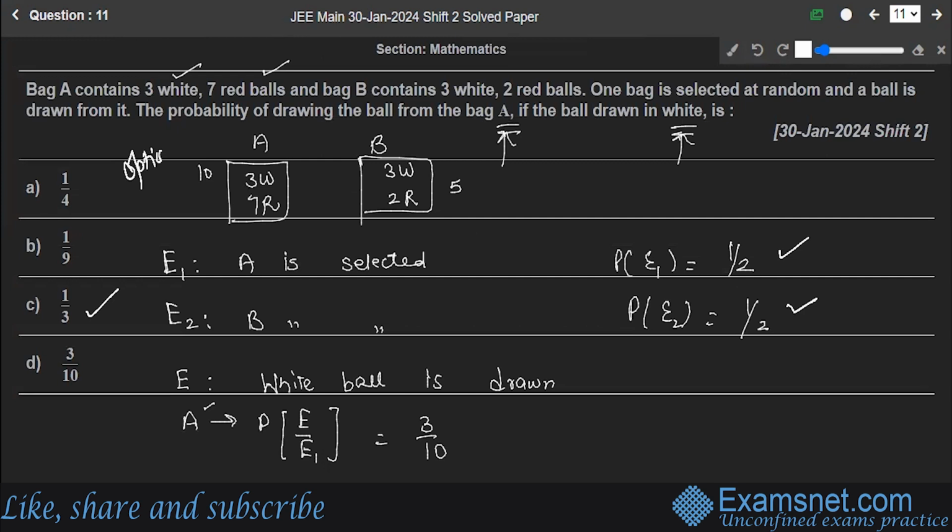Option C stands to be the correct answer. Hope you're clear with this. Next is question number 12.